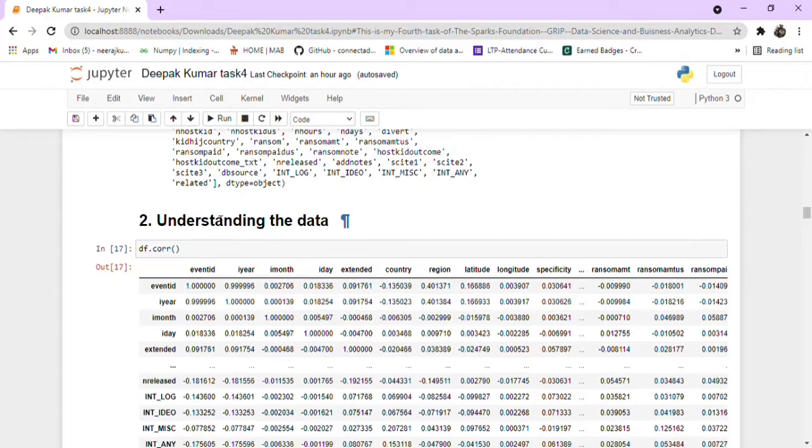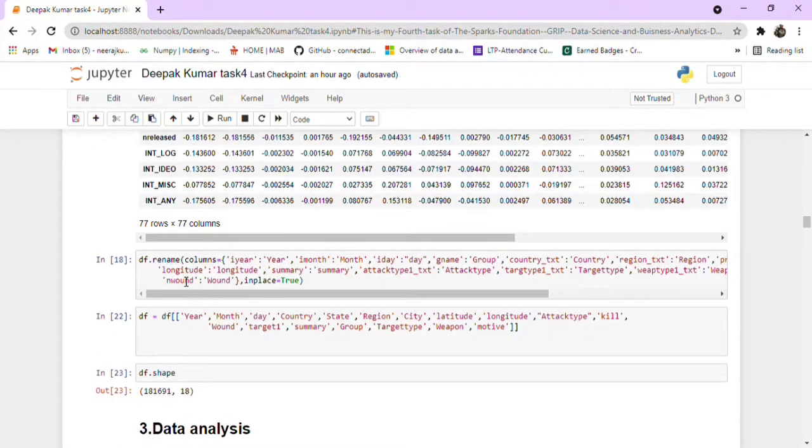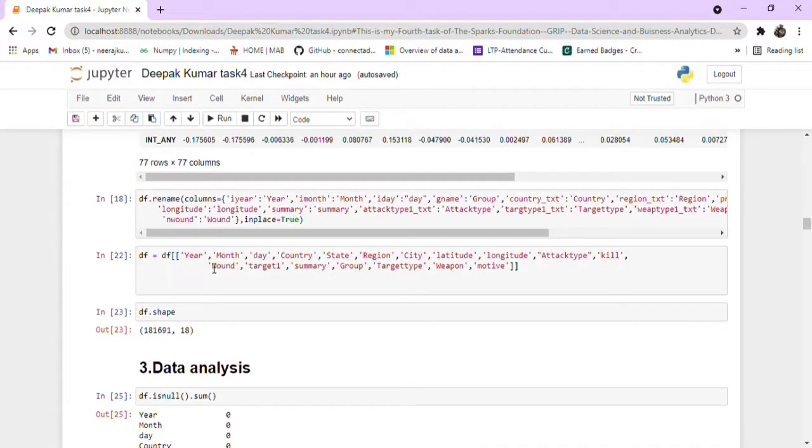In the next step, I tried to understand the data by running some commands. First of all, I wrote the code for the correlation, df.corr. Here it is: event id versus year, month, day. I also renamed some columns, changing iyear to year and imonth to month. It is good to do this because we have to analyze the data, and I did it to make things simple. After that, I dropped some columns.